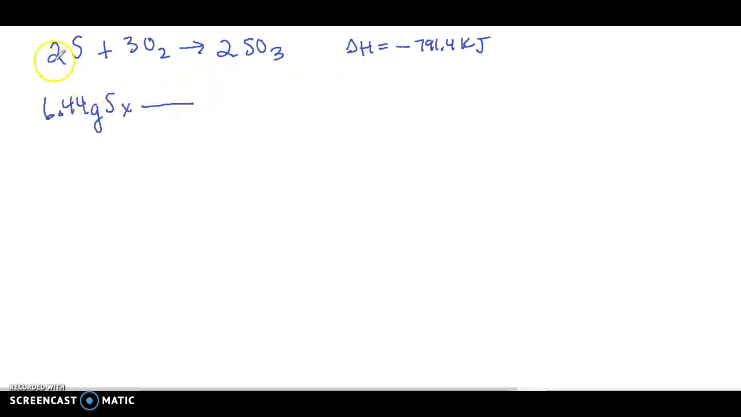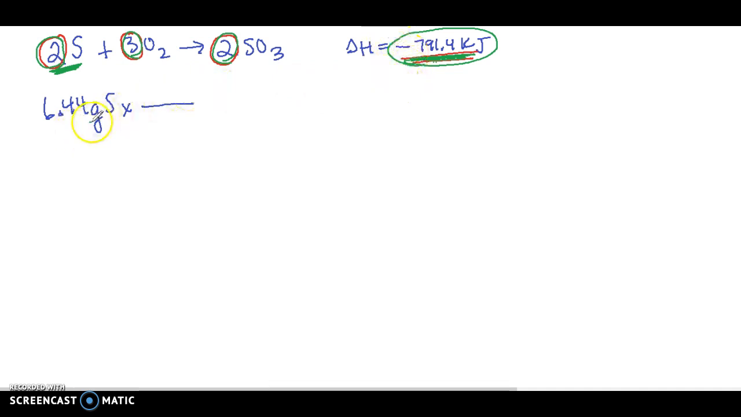So the first thing I have to do is I always have to get to moles, right? Because this means 2 moles of sulfur and 3 moles of oxygen and 2 moles of sulfur trioxide go with negative 791.4 kilojoules. So in the reaction, if I use up 2 moles of sulfur, that's going to correspond to an energy of 791.4. Then 1 mole of it would be half of that, which would be just under 400. So this is the coefficient, the coefficient, the coefficient. This is sort of like a new coefficient. It works just the same way as in the stoichiometry problems.